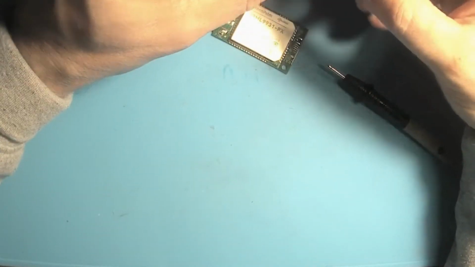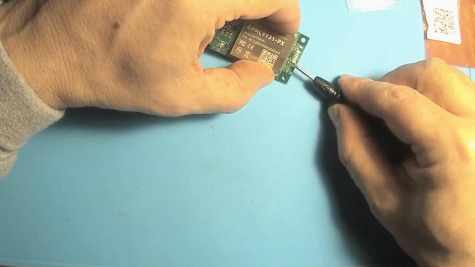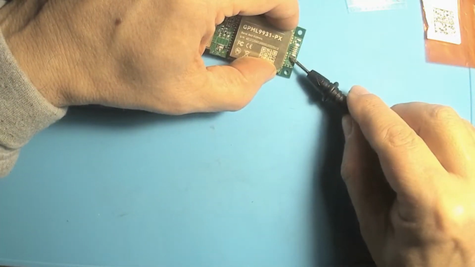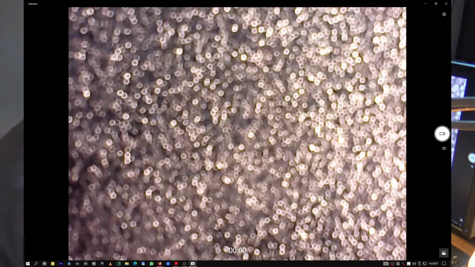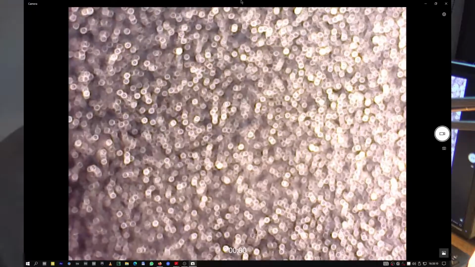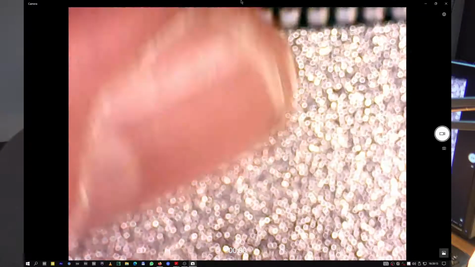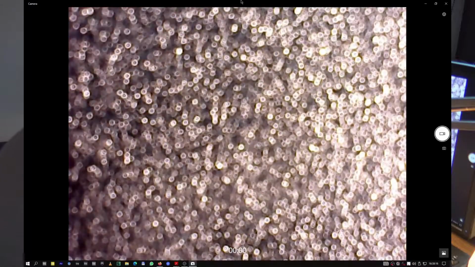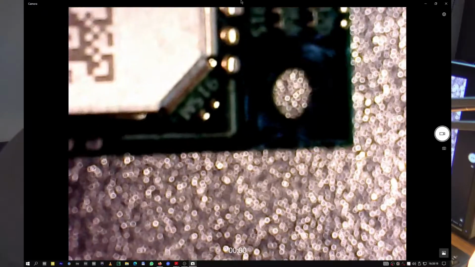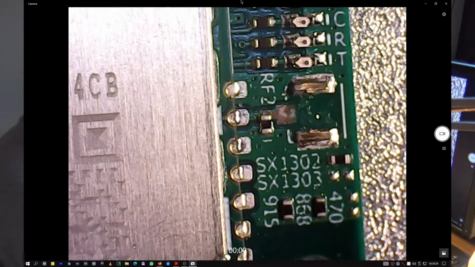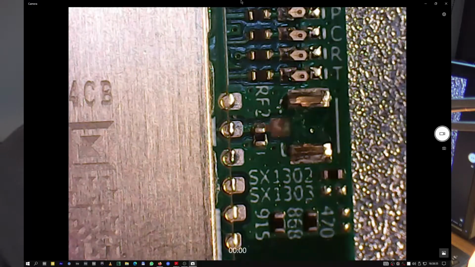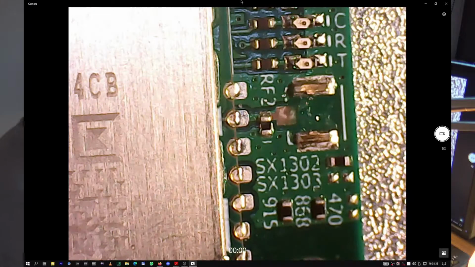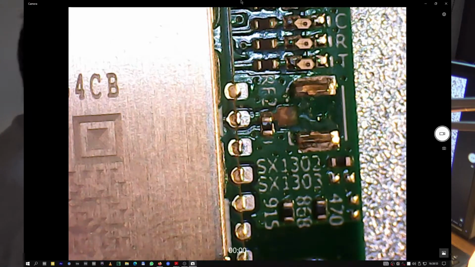But first of all, I have to look under the microscope because I feel like one of the traces is missing. So let's hook up the microscope. Let's open the camera on the computer. Now the microscope is connected by USB to the computer. And let's take a look to see what's happening here. Where are you? There we go. Exactly like I was thinking. So we have a missing trace right here. You can see it very, very clear.